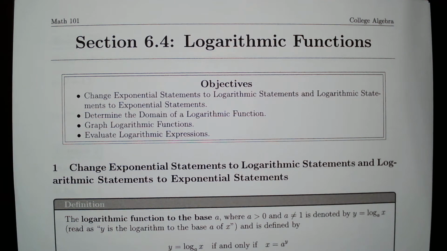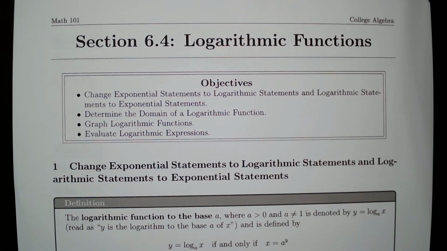Alright, so in this video we go over section 6.4, which is logarithmic functions. So we are going to look at the relationship between these type of functions and the exponential functions. And then we're going to look at finding the domain of a logarithmic function, how to graph them, how the graphs look like, and evaluate logarithmic expressions.